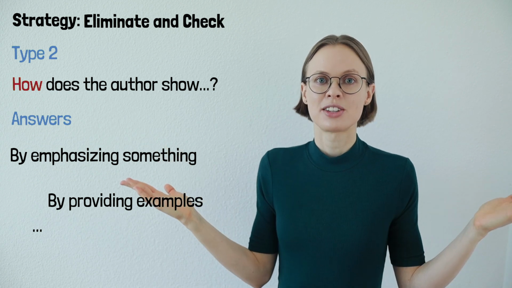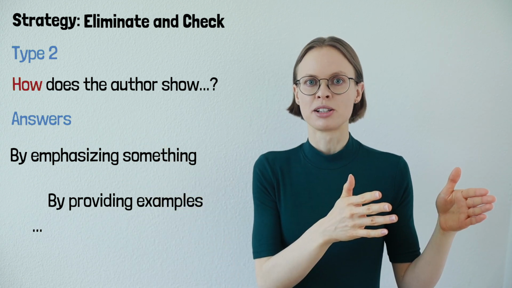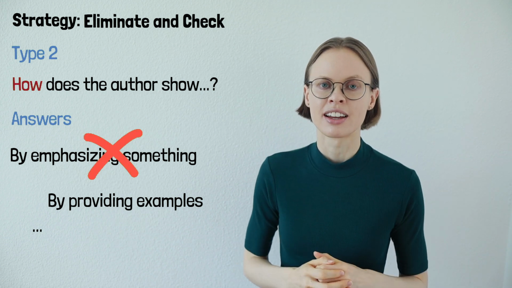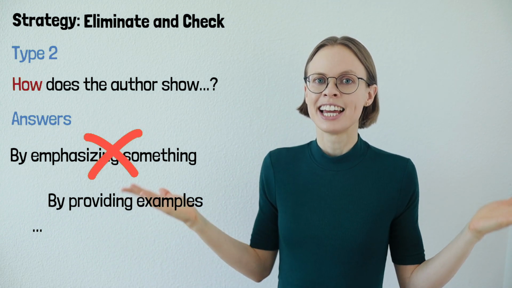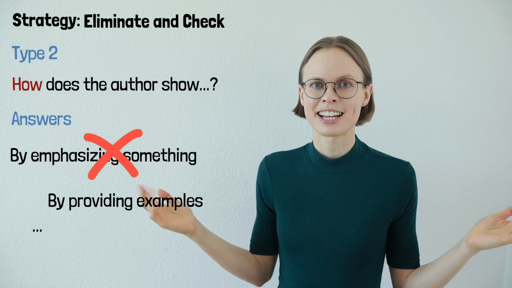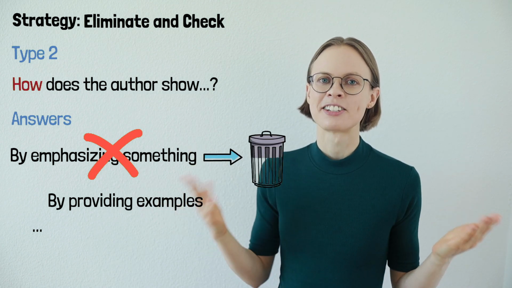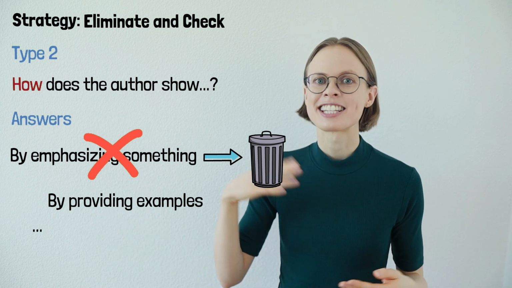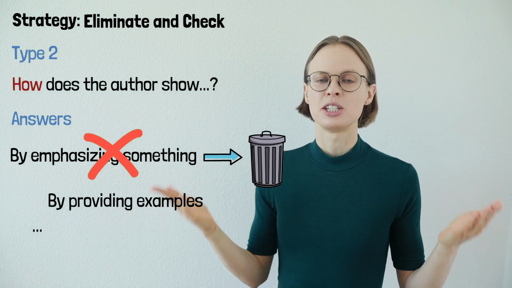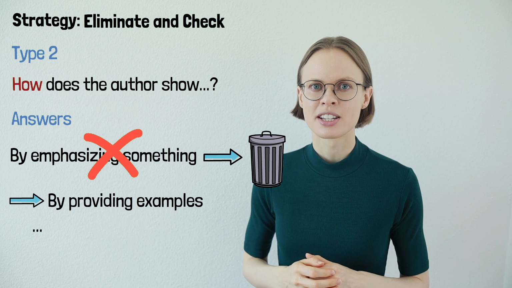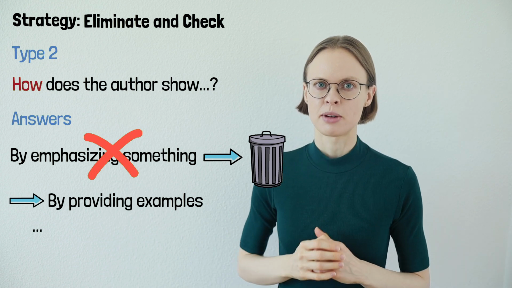If he doesn't do that, if he doesn't provide any examples, or if he doesn't emphasize anything, the answer is wrong because it does not appear in the passage. And this means that you can eliminate this answer immediately. The answer is out. Once you have done that, you are left with the answers that appear in the passage.